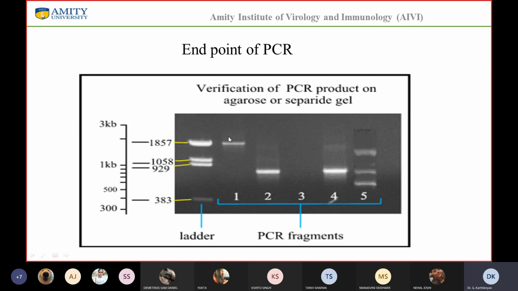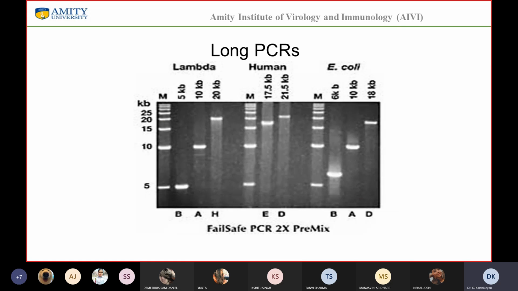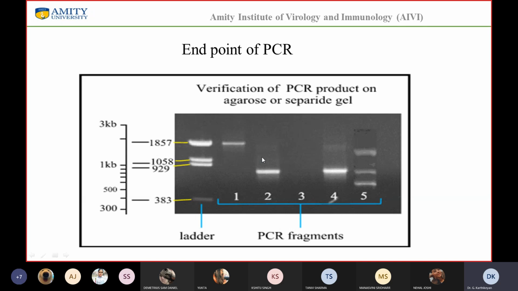Now, along with your PCR products, you will also run molecular weight markers. So you will know what PCR product you are expecting. Is it 1 kilo base pair? Is it 500 base pairs? You will be able to know whether your PCR has worked or not. For example, in these PCRs, the biggest size is around 2 kilo base pairs, not beyond 2 kilo base pairs.